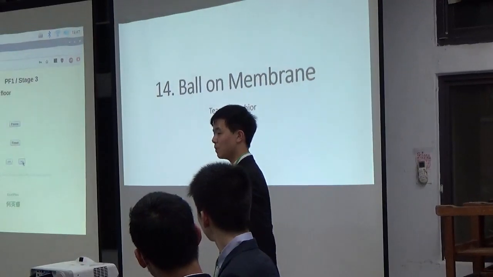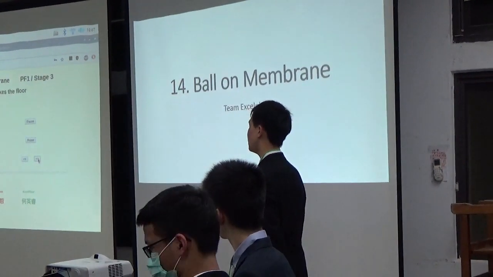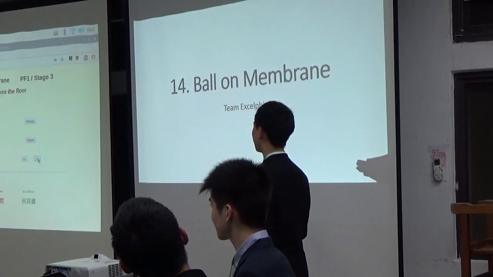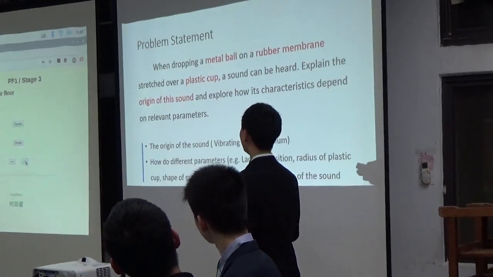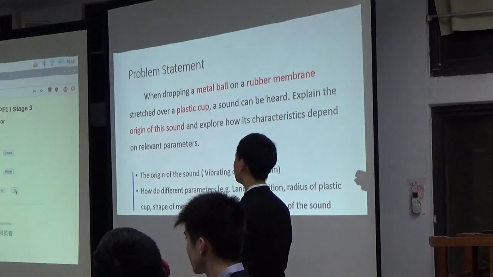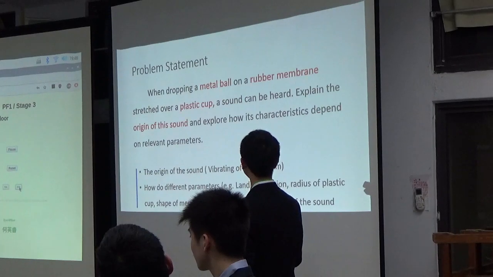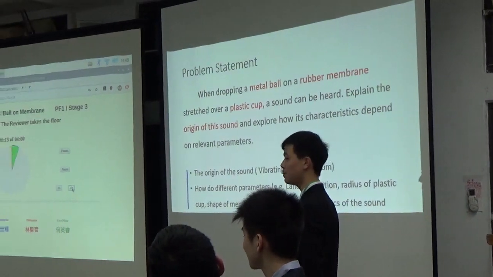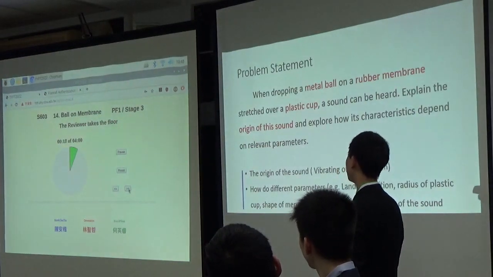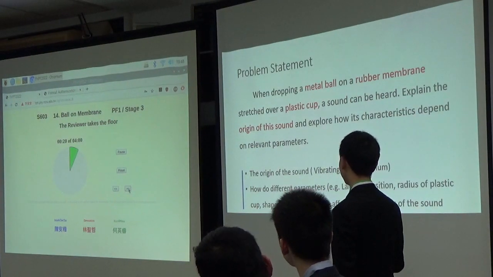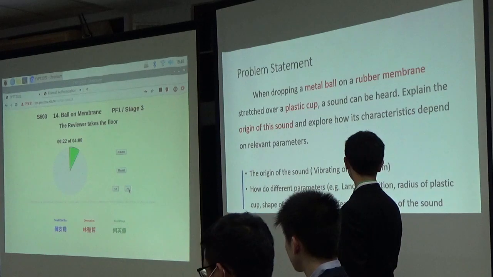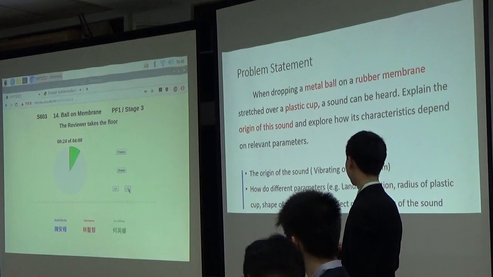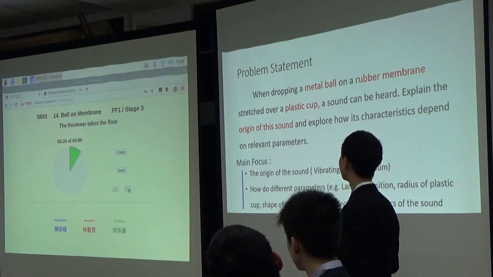Honorable juries, fellow competitors, this is the reviewer from Team Excel, reviewing problem number 14, ball on membrane. When dropping a metal ball on a rubber membrane stretched over a plastic cup, a sound can be heard. Explain the origin of this sound and explore how its characteristics depend on relevant parameters. The main focus would be the origin of this sound and how different parameters such as landing position and radius of the plastic cup affect the characteristics of the sound.